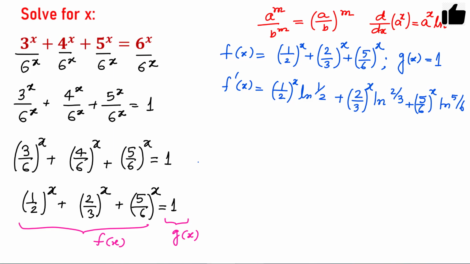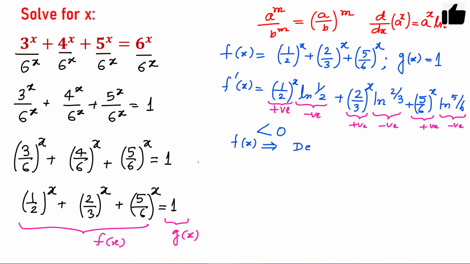Now what can you say, whether this f dash x is positive or negative? You see this term (1 by 2) raised to the power x will be positive for any x. But this quantity, log of 1 by 2, that is a number between 0 and 1, the log of that number is negative. So this is a negative quantity. Similarly, this is a positive quantity and this one is a negative quantity. Positive, and this is negative. This means each term is negative. So overall I can say f dash x is a negative quantity. This means this is a decreasing function. So I can conclude from here that f(x) is a decreasing function.